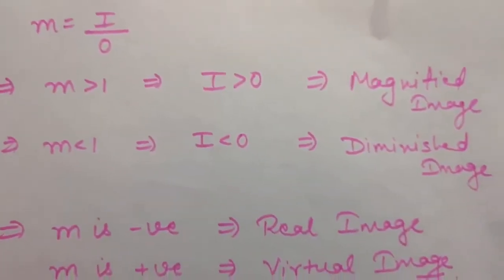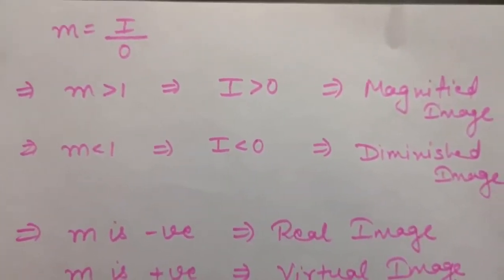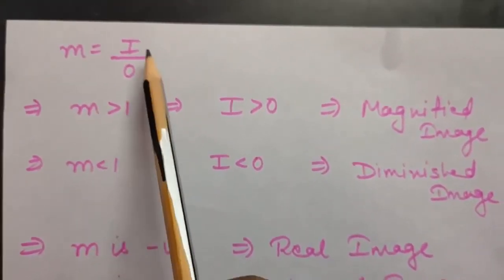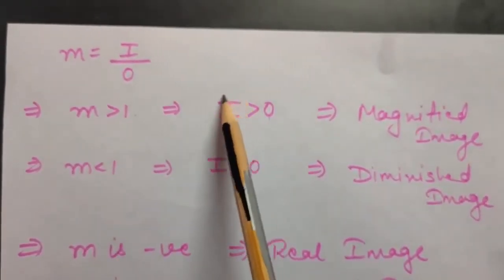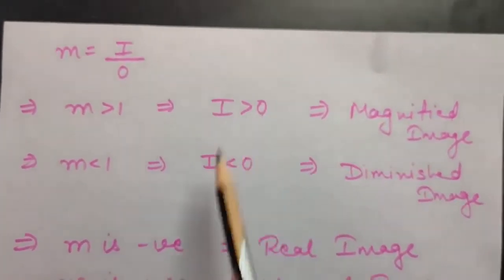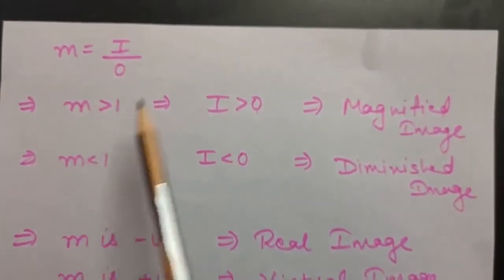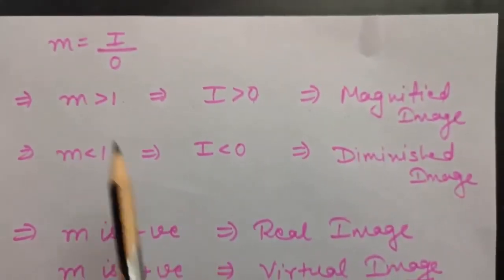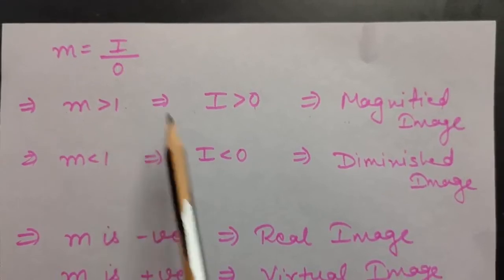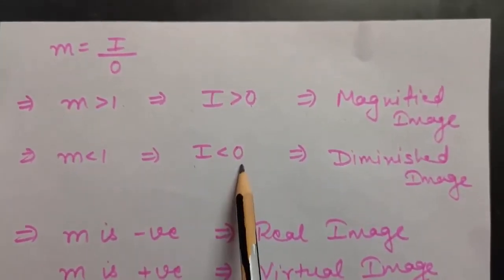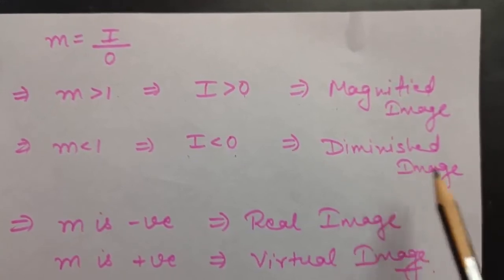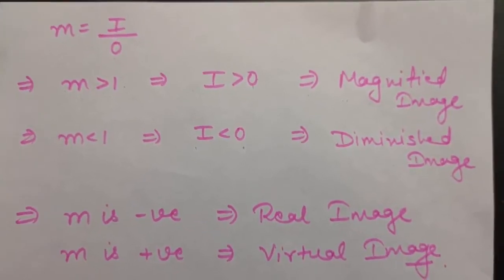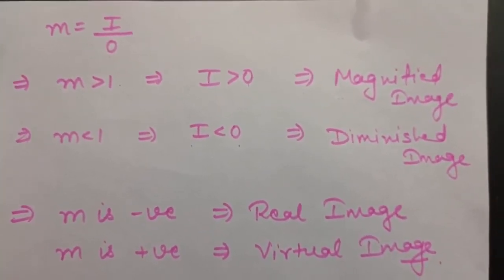Now let's see what we can conclude from this value of m, that is linear magnification. If m is greater than 1, that is I will be greater than O, that is size of image is greater than size of object. So if m is greater than 1, the image will be magnified. If m is less than 1, that is I will be less than O, that is size of image is less than size of object, so again you will get a diminished image.